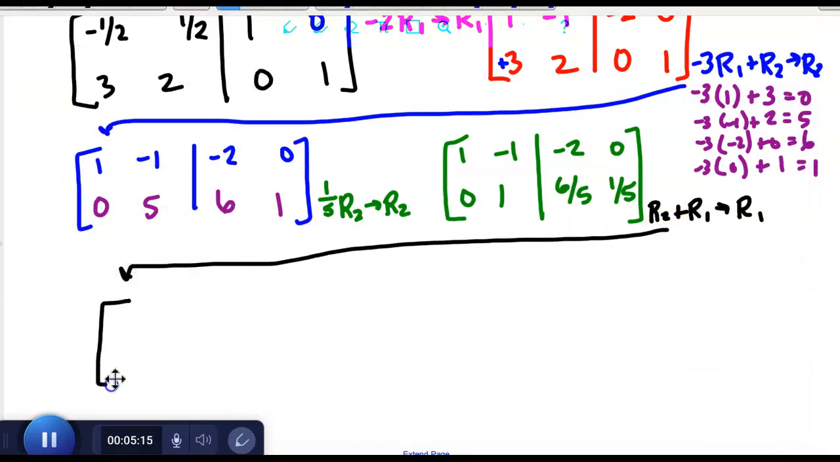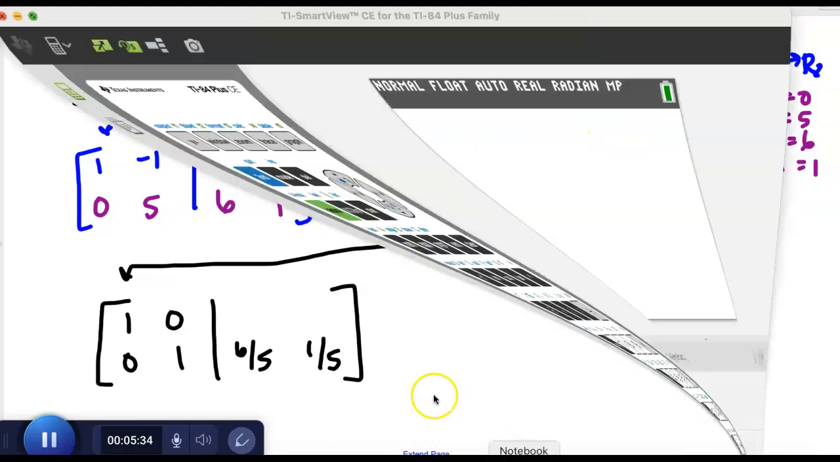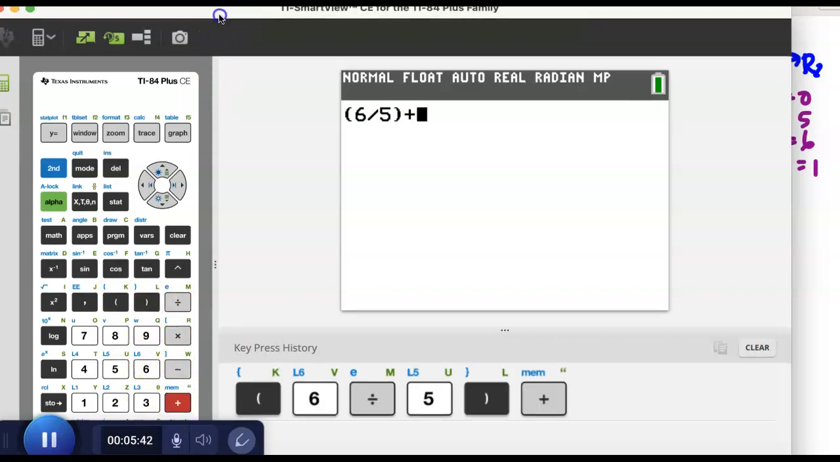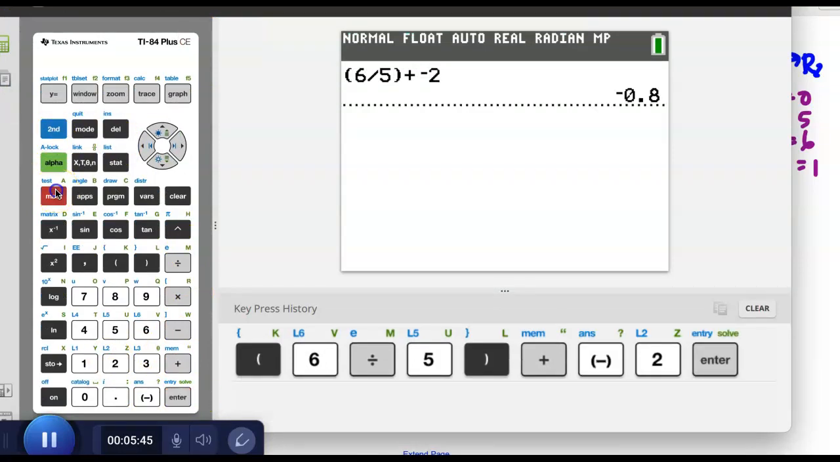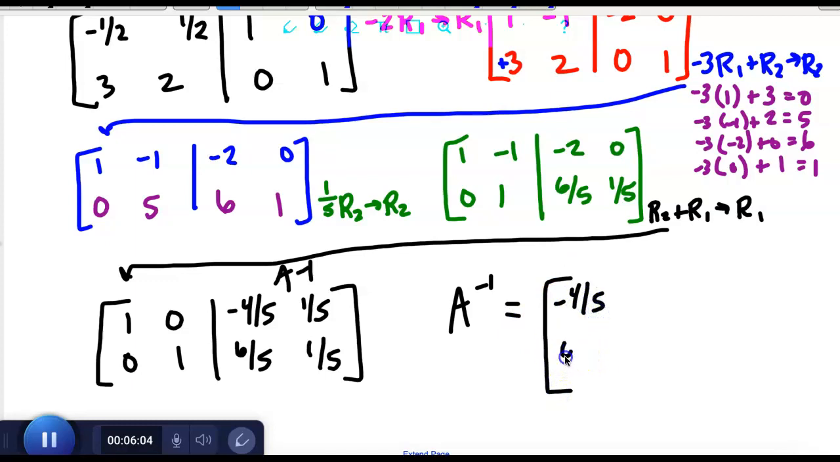So the first two are quick. 0 plus 1 is 1, and remember row 2 is not changing. I'm going to leave it. And then 1 plus negative 1 is 0. Yay! The second ones are the fractions, so 6/5 plus negative 2. So 6 divided by 5 plus negative 2. And then math, enter, enter gives you the fraction. So negative 4/5. And then 1/5 plus 0 is just 1/5. So this is the inverse. Negative 4/5, 6/5, 1/5, 1/5.